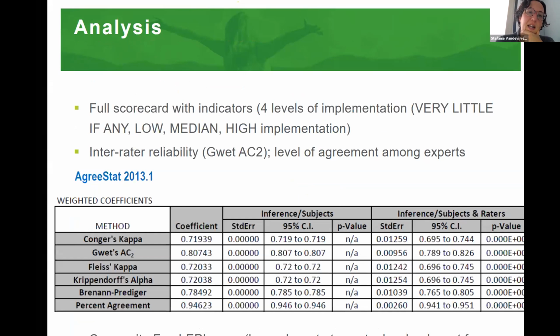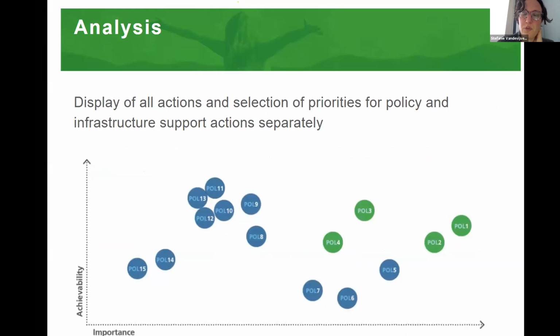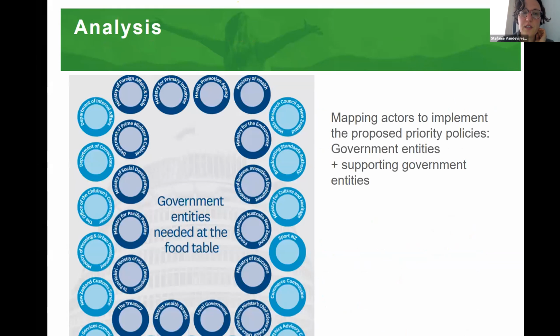And then we have the analysis. That's probably something I can go through quite quickly. What you get is your scorecard, your inter-rater reliability. We do have tools and support to do all of that. For countries that need help, you can produce graphs to show your actions and priorities.